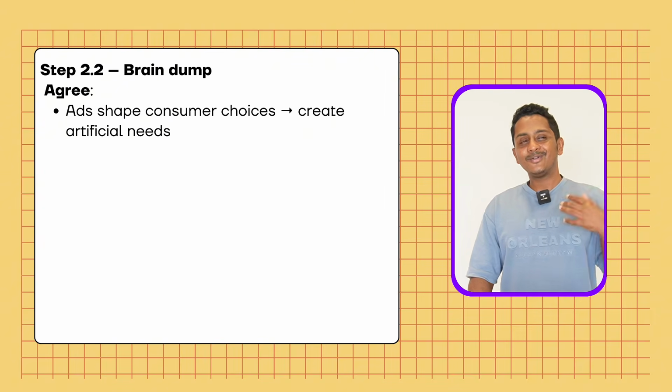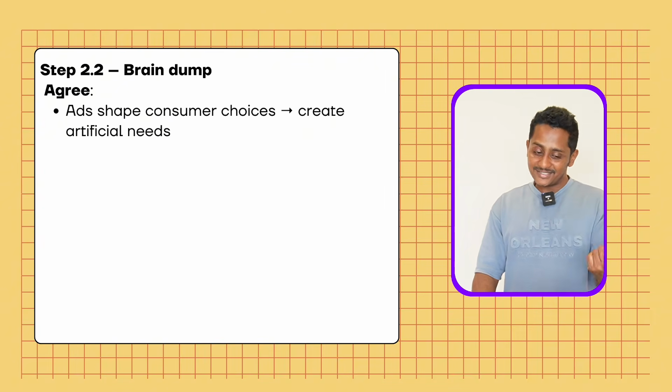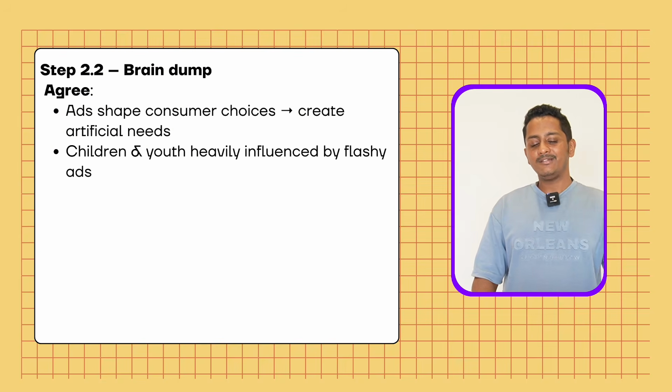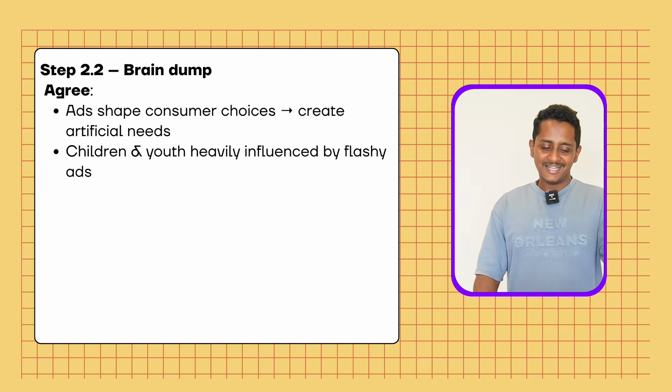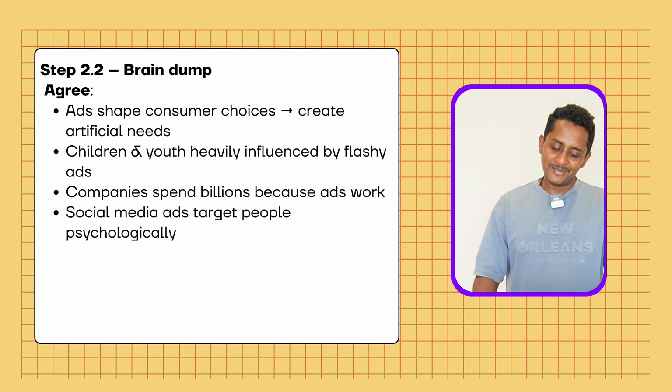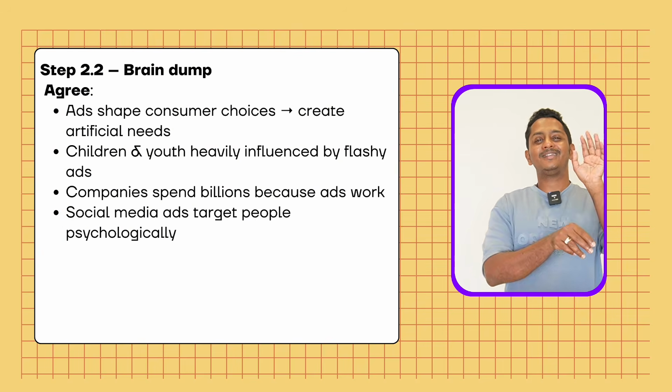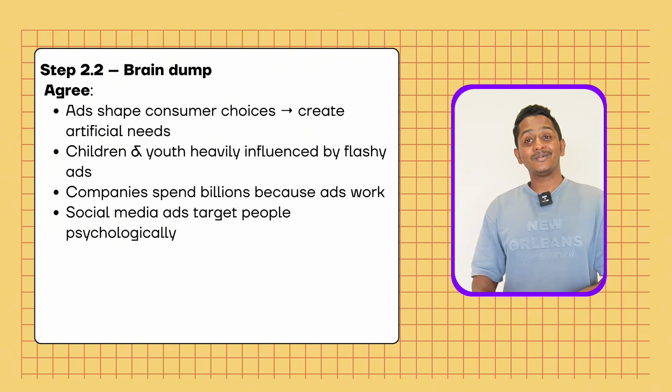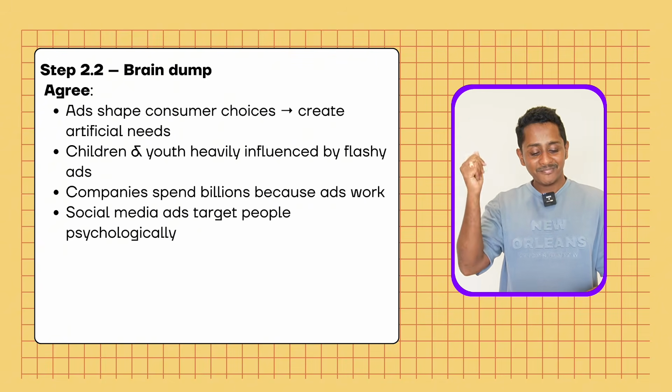Create the artificial needs. We don't have a need, but still we buy because it creates that need. Children and youth will be heavily influenced by flashy ads. Companies spend billions because ads will work. Social media ads target people psychologically. You type something on the internet and go to your Amazon, it will come. Go to your Instagram, it just pops up.